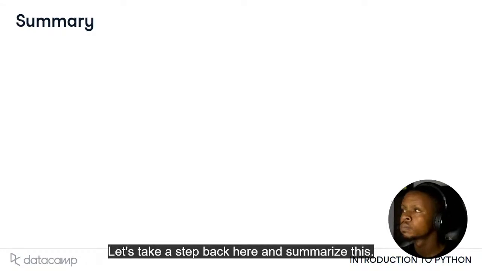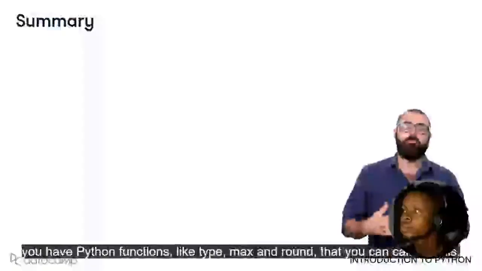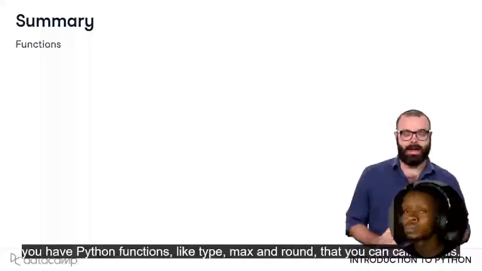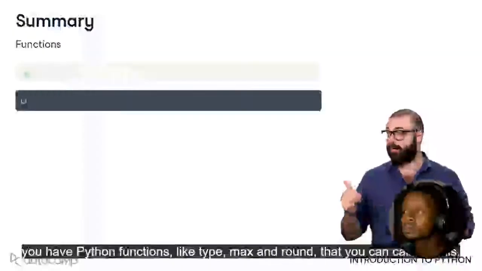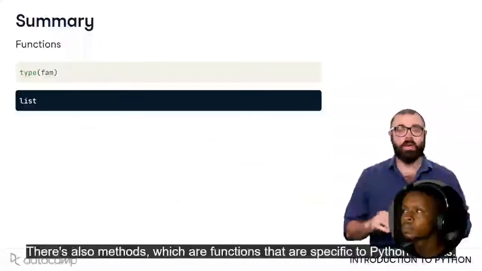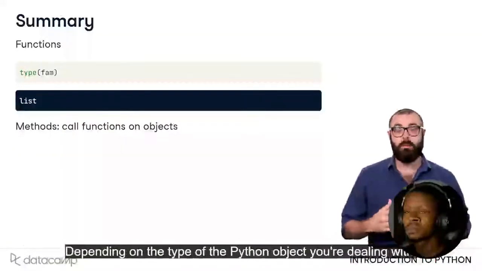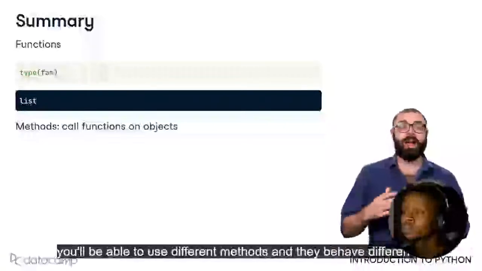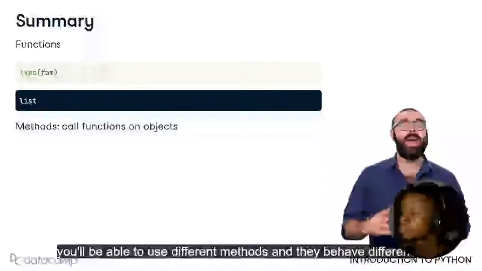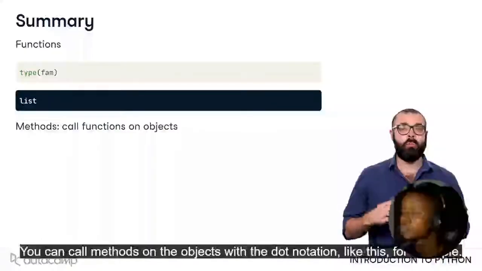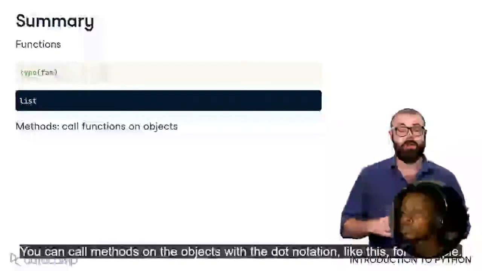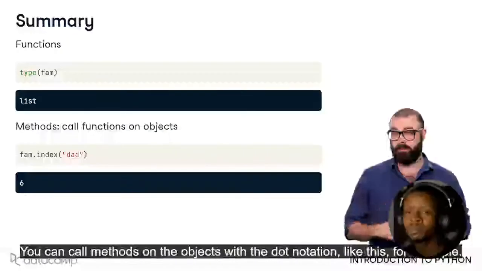Let's take a step back here and summarize this. You have Python functions like type, max, and round that you can call like this. There are also methods, which are functions that are specific to Python objects. Depending on the type of the Python object you're dealing with, you'll be able to use different methods and they behave differently. You can call methods on the objects with the dot notation, like this, for example.